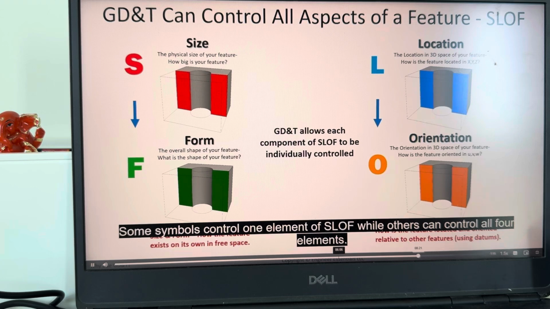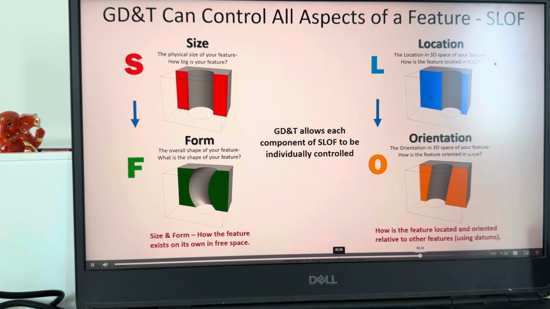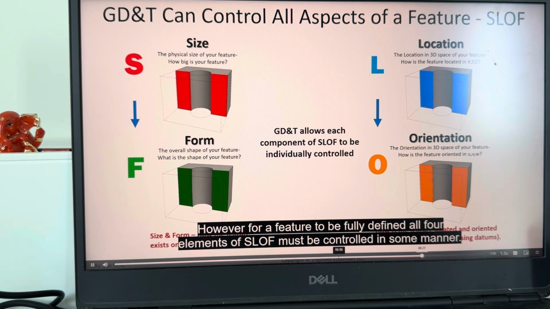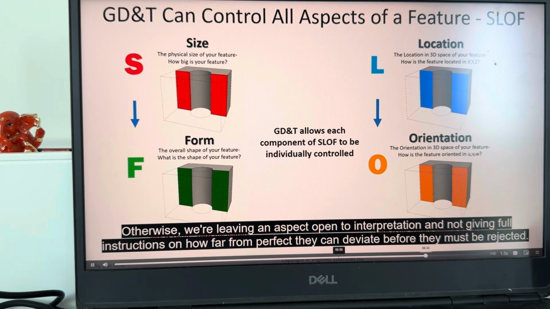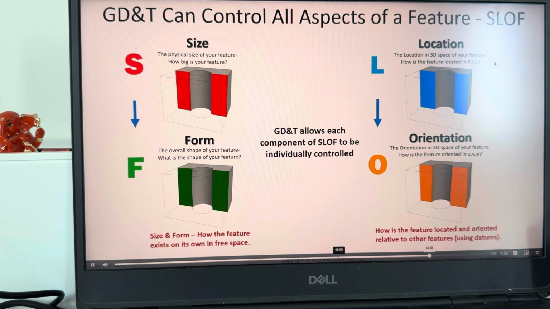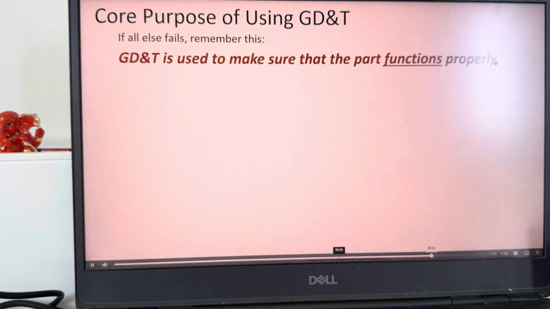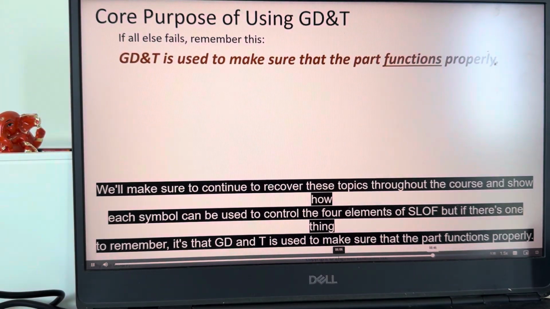Some symbols control one element of SLOF, while others can control all four elements. However, for a feature to be fully defined, all four elements of SLOF must be controlled in some manner. Otherwise, we're leaving an aspect open to interpretation and not giving full instructions on how far from perfect they can deviate before they must be rejected. We'll make sure to continue to cover these topics throughout the course and show how each symbol can be used to control the four elements of SLOF.